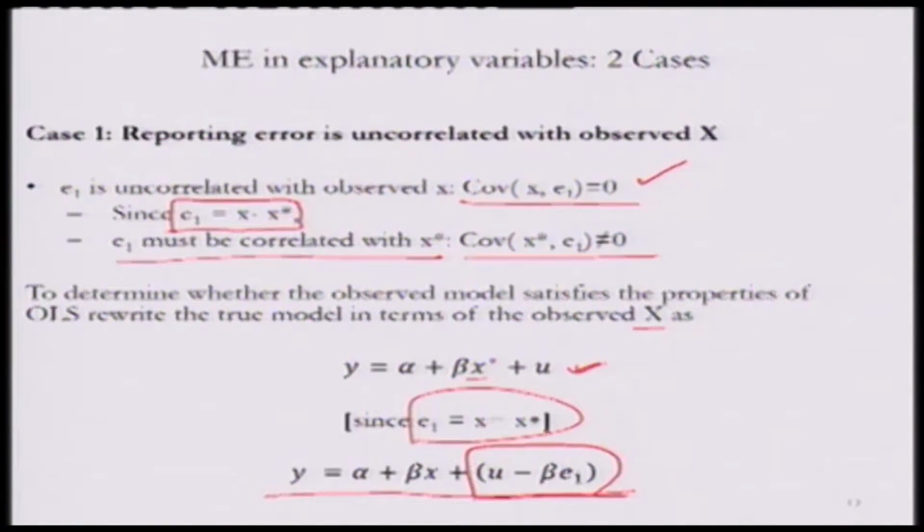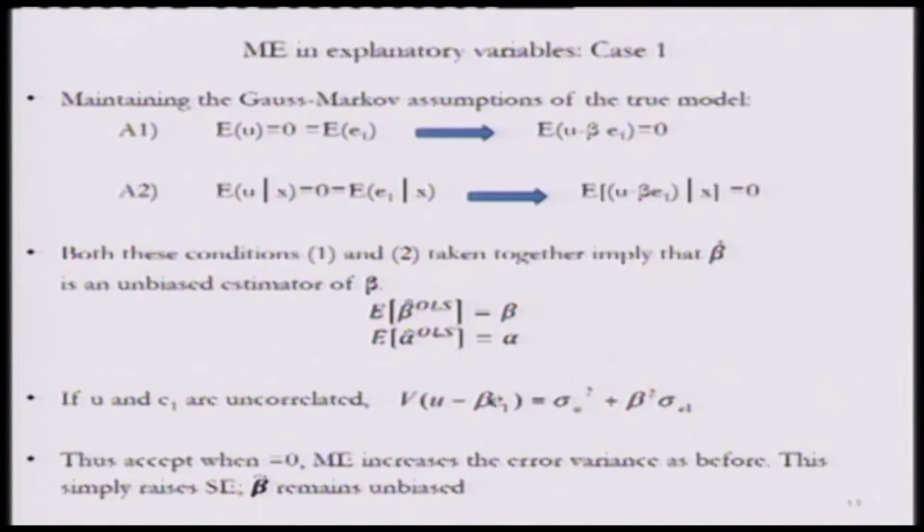So, since we are estimating this equation to get an OLS estimate of beta, what we need to understand is whether x is correlated with the new error term u minus beta E1. Once again we maintain the Gauss Markov assumptions of the true model with respect to u. So, expectation of u equal to 0 as per the OLS assumptions, and we also assume that expectation of E1 is equal to 0, just like in the previous case, and this means that the expectation of the new error term should also be equal to 0, because each of the individual terms is equal to 0.